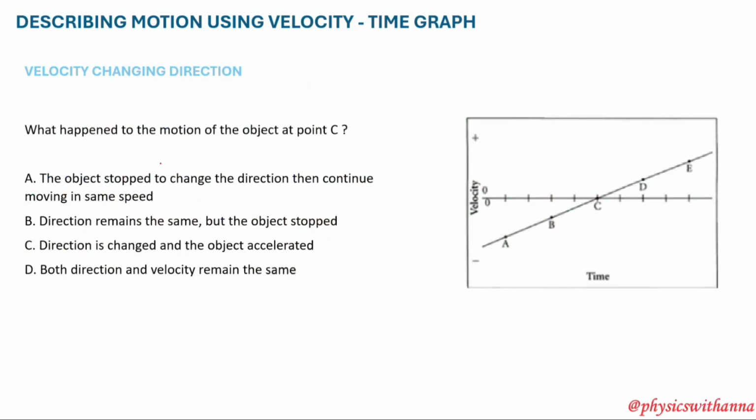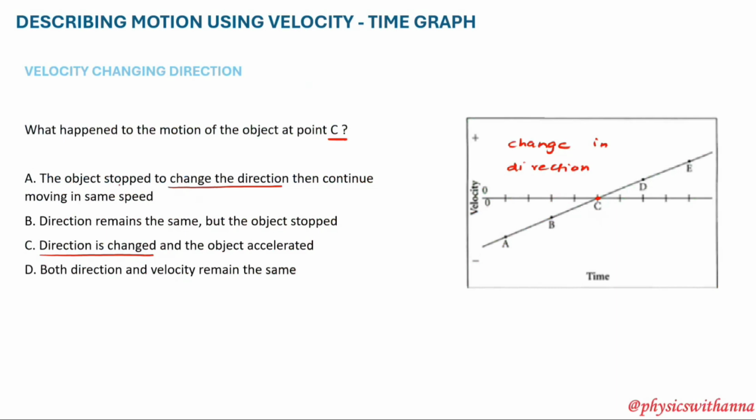So here you have an example where they are asking what happened to the motion of the object at point C. Now at point C, there is a change in direction because before, my velocity was negative, it's on the negative side, and then it moves to the positive. And C is the point where that change is happening. So velocity is changing direction. So I need to look for an option that says change in direction. Change in direction is present here and here. I need to choose between option A and C.